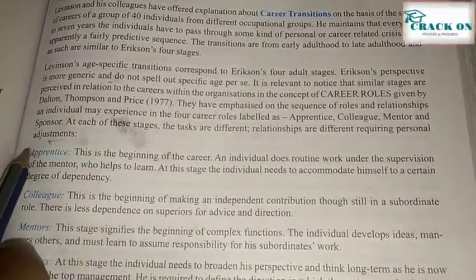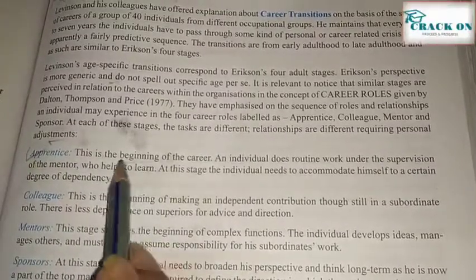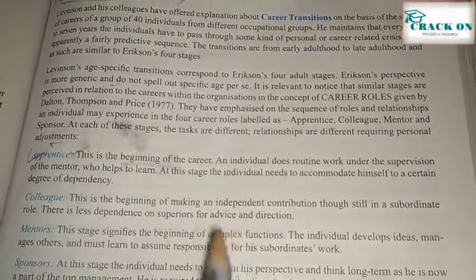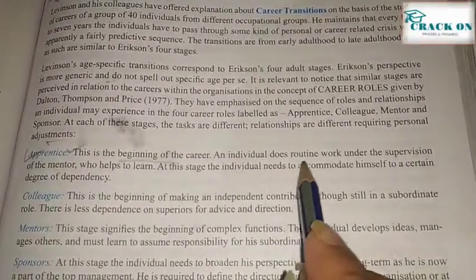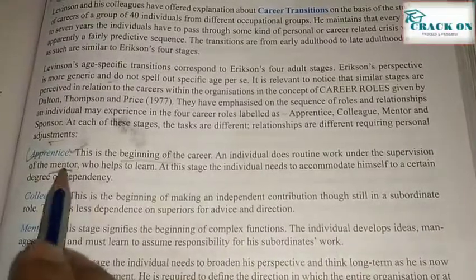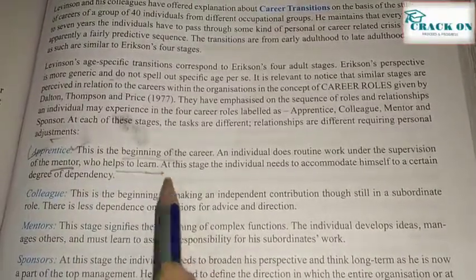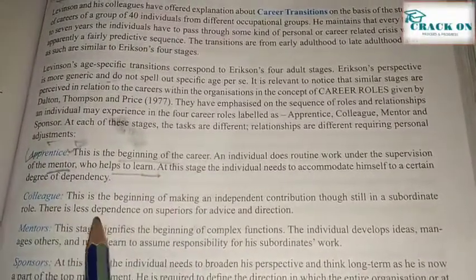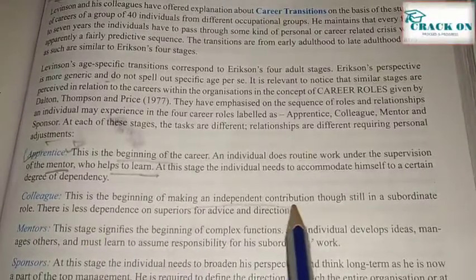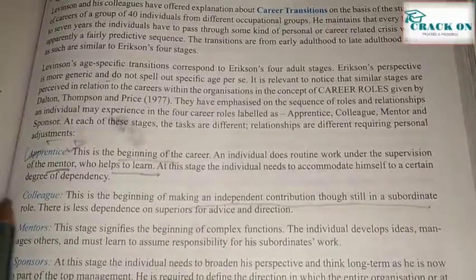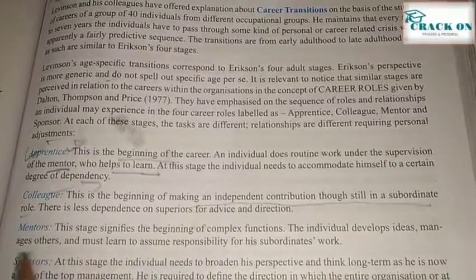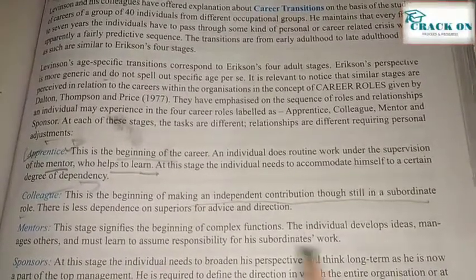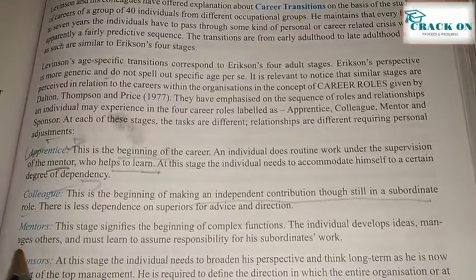There is the apprentice. This is the beginning of the career. As apprentice, we start working, like an internship, right? An individual does routine work under the supervision of a mentor, which helps to learn. Here is the learning stage. This is apprentice. Colleague. This is the beginning of making an independent contribution, though still in a subordinate role. In our bank also, those who work with us are our colleagues, right? Mentors. These are superiors from whom we are learning. The person is learning something, right?